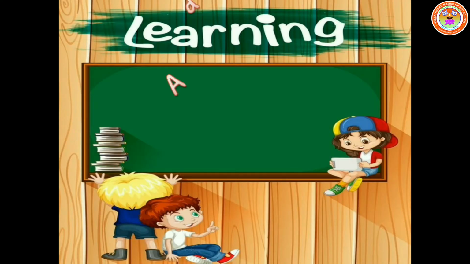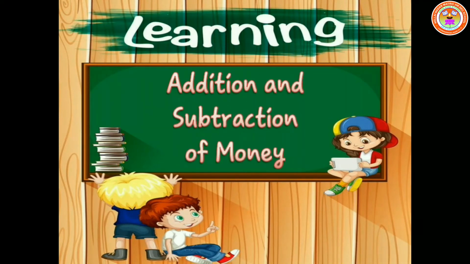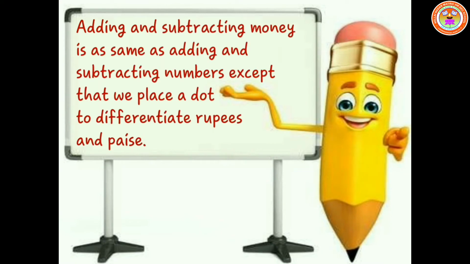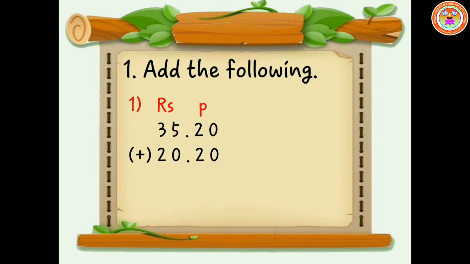Learning addition and subtraction of money. Adding and subtracting money is the same as adding and subtracting numbers, except that we place a dot to differentiate rupees and paise. Children, let us add the following. We use Rs to write rupees and P to write paise.